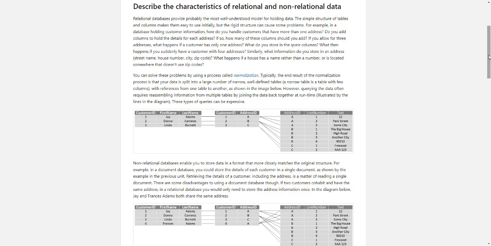Also, what information do you store in an address? Street name, house number, city, zip code. What happens if a house has a name rather than a number, or is located somewhere that doesn't use zip codes? You can solve these problems by using a process called normalization.